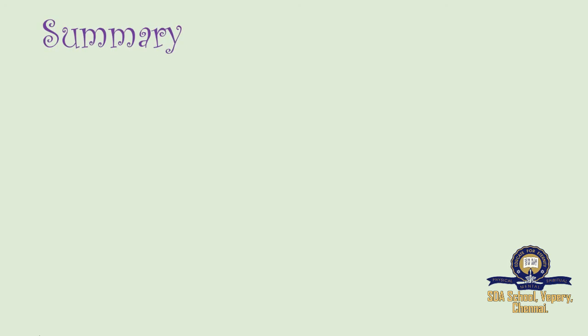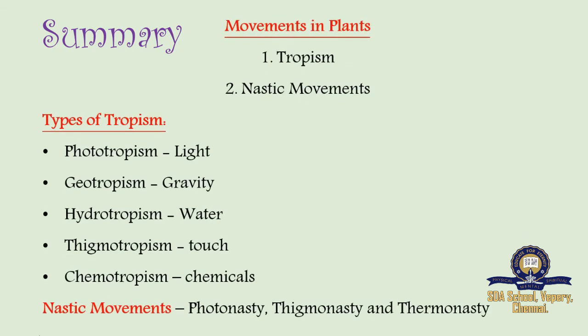So let us summarize whatever we learned in today's class. First we started with movements in plants, right? Under movements in plants, we had two types of movements. One is tropism and the second one is nastic movements. When it comes to tropism, we had five types. First is phototropism. Photo refers to light. So movement due to the stimulus of light is known as phototropism.